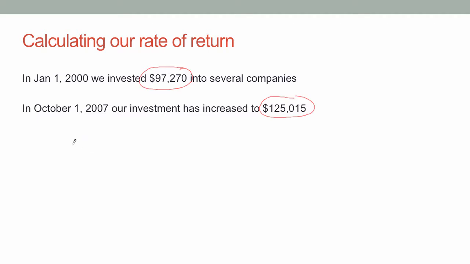So first we need to find the difference. How much did we grow by? So if I take $125,015 and I subtract from that $97,270, let's see how much we actually increased by. All right, we had a gain, and it actually shows you on the simulation, we gained $27,745. That was our increase from that amount to that amount.